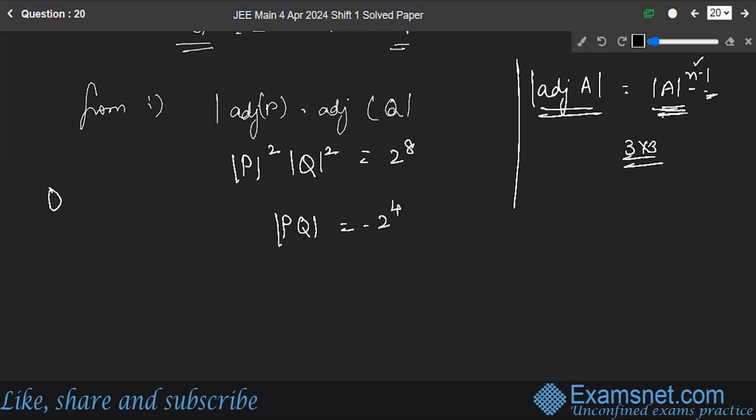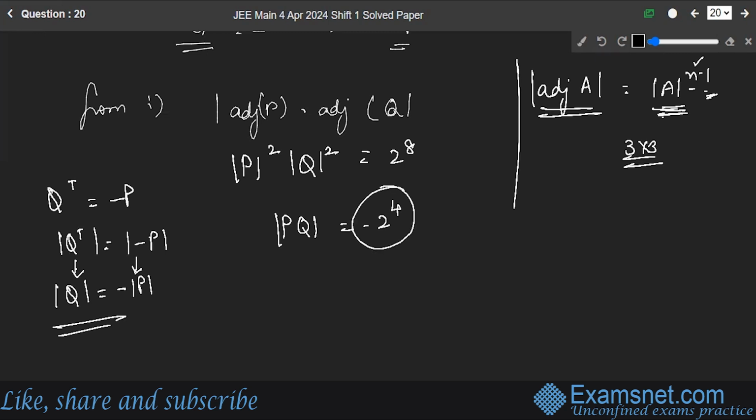Because we just solved that Q transpose is equal to minus P. That means determinant of Q transpose is equal to determinant of minus P, or determinant of Q is equal to this. Because determinant of Q transpose is equal to determinant of Q, and in the determinant of minus of any matrix, the minus can be written outside. So this is minus 2 raised to power 4. That's it. Hope you are clear with this.